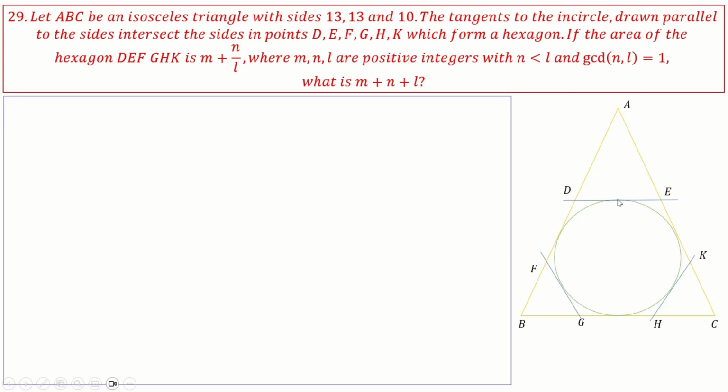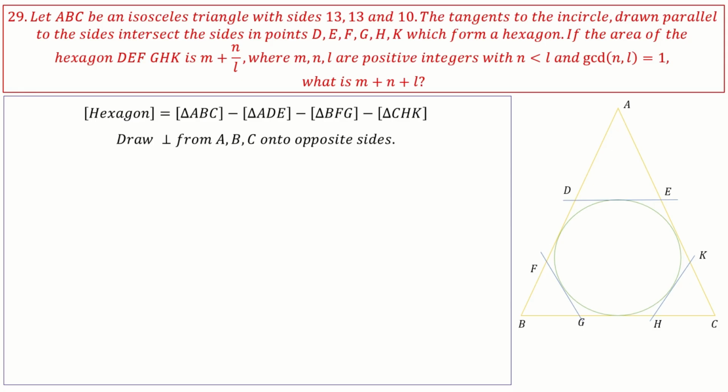So one thing is this hexagon area is nothing but the area of ABC minus the small triangles ADE, CHK and BGF. If you find out these three areas and subtract from ABC, then we'll get the hexagon area, correct? So let's see how to do that. First, understand that this is how I can get the hexagon area. Then draw a perpendicular from each vertex of ABC onto the opposite sides. So these are the perpendiculars.